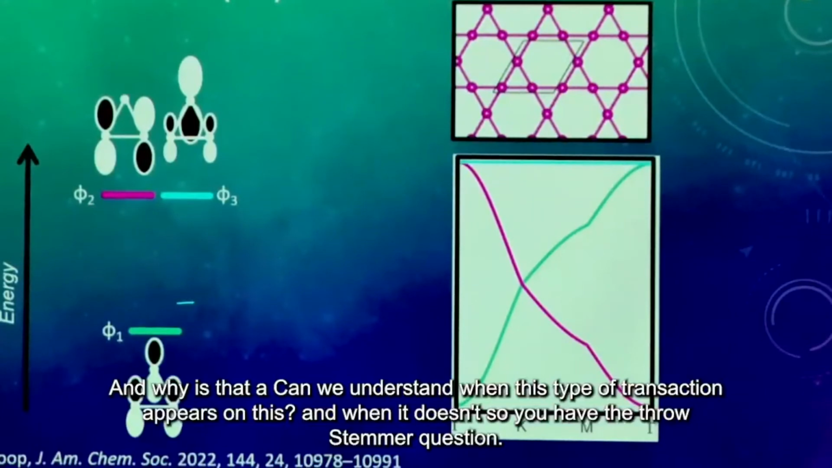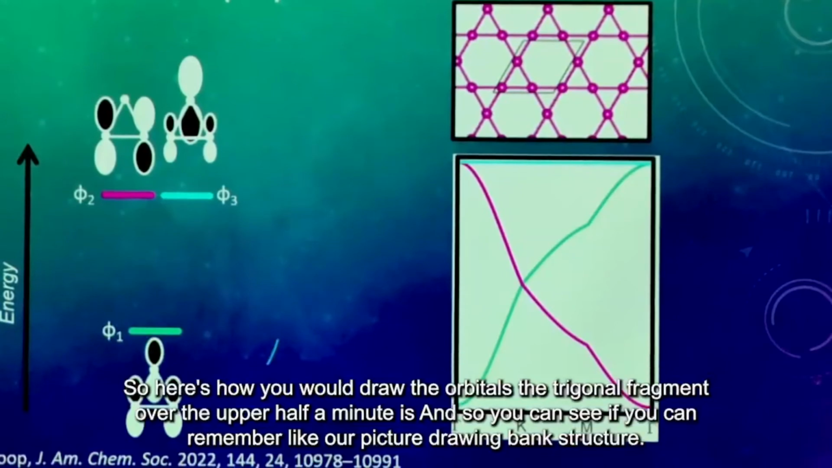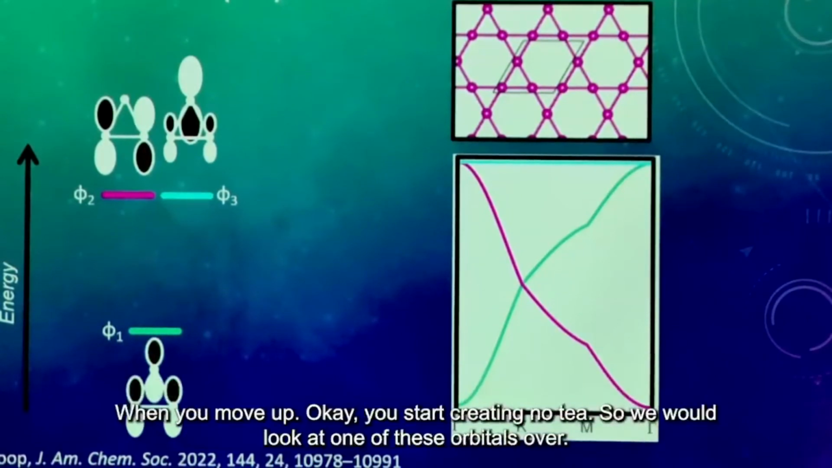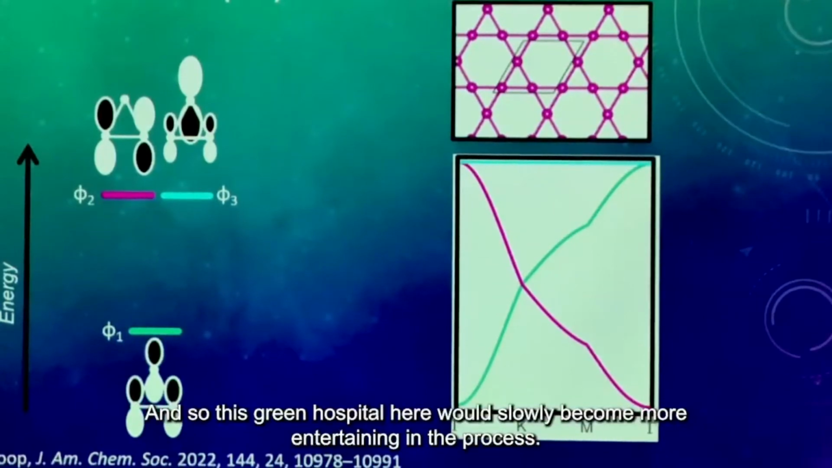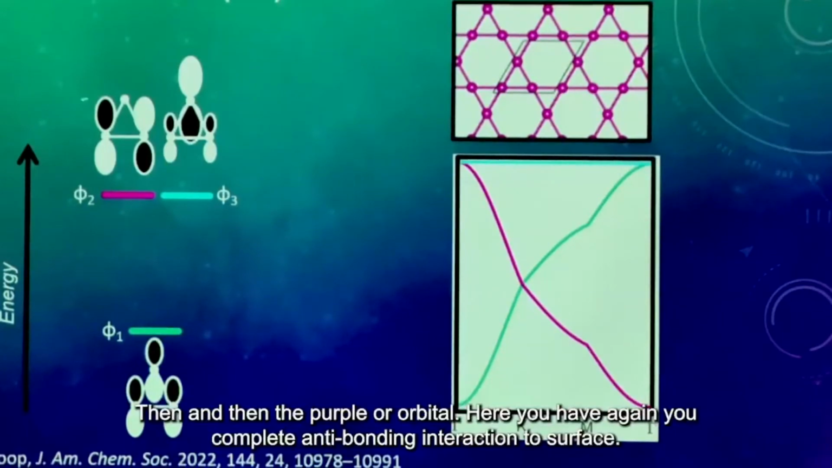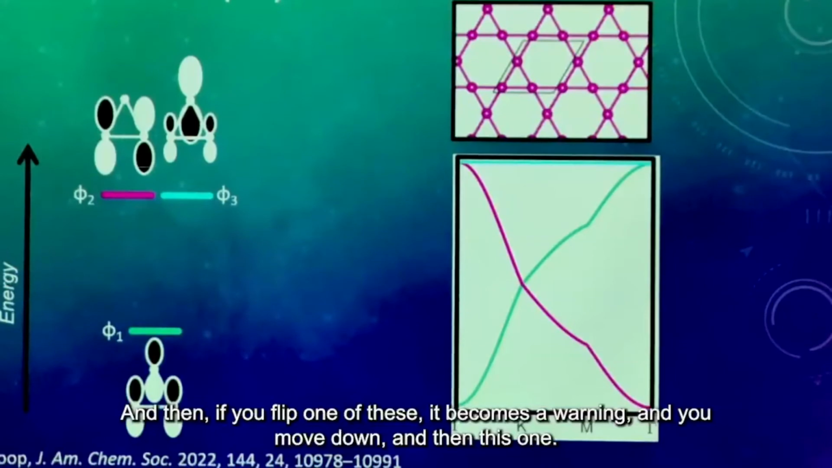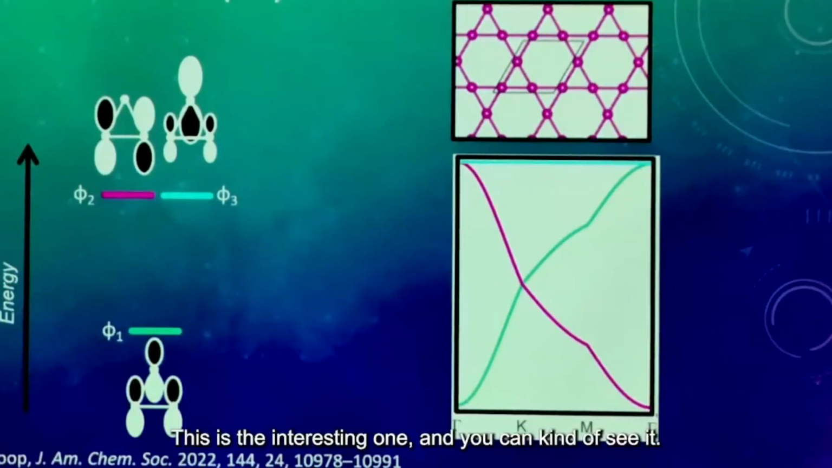So here's the first chemical question. Here's how you would draw the orbitals, the trigonal fragment orbitals of a kagome lattice. You can see, if you remember our picture for drawing band structures, when we move up in k, we start creating nodes here. So we would flip one of these orbitals over, and this green orbital here would slowly become more anti-bonding and it forms this band. And then the purple orbital here, you have, again, your complete anti-bonding interaction to start with, but if you flip one of these, it becomes more bonding and you move down.